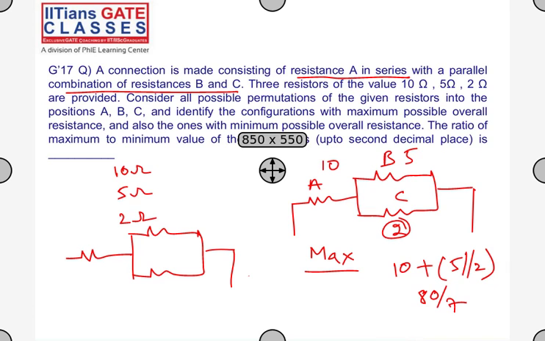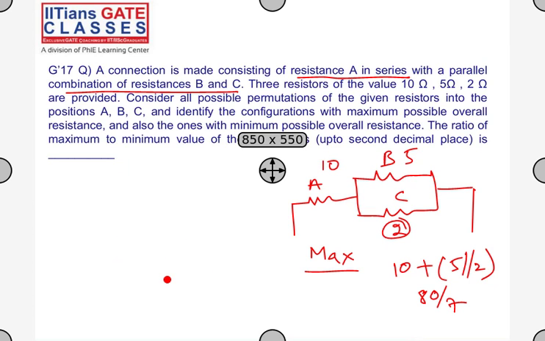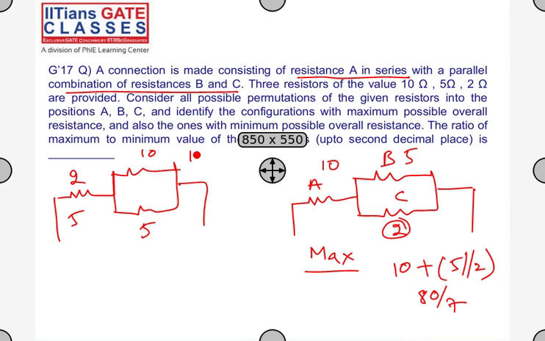Now I want to find the minimum resistance. For minimum resistance, I want 2 here. I can have 10 and 5 combination here, or I can have 5 here and a combination of 10 and 2 here. Either way, this combination or this combination, we have to check which one is the lowest. If this combination, this will be less than 2. If this combination is used, less than 5. So I have to find both ways.